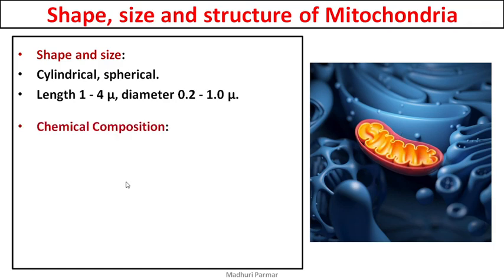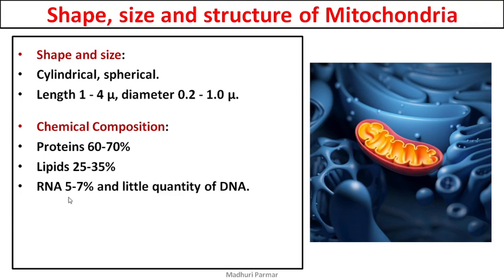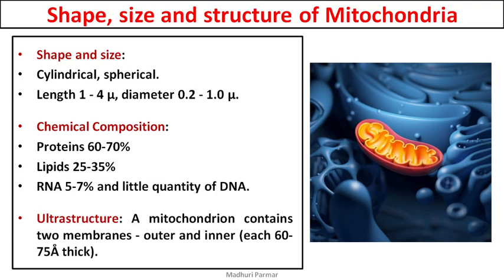Okay, their chemical composition, what they are made up of biochemically. So mitochondria is made up of proteins about 60 to 70%. If you take a mitochondria, you make a chutney and you find out what its components are, then 60 to 70% of it will be protein, followed by lipids, which are 25 to 35%, followed by RNA, which is 5 to 7%, and has a little quantity of DNA.